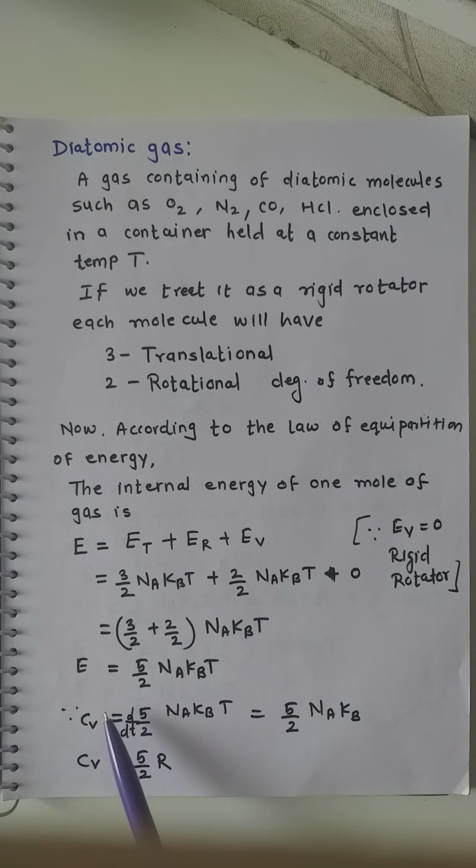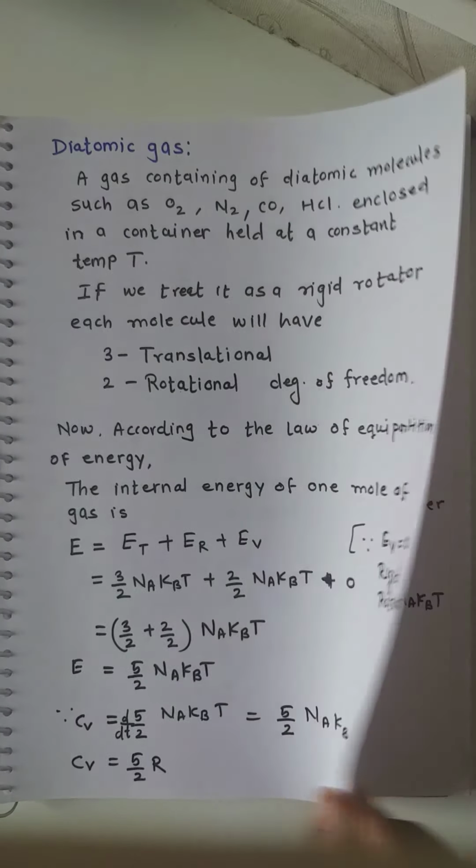Again, what we did in monoatomic, we do it again. Cv is the derivative of energy with respect to temperature. So take the derivative with respect to T of this energy, 5 by 2 Na kBT. The derivative's answer is 5 by 2 Na kB. Now Na kB is also equal to R, so I substitute: Cv is equal to 5 by 2 R. I got the value of Cv.